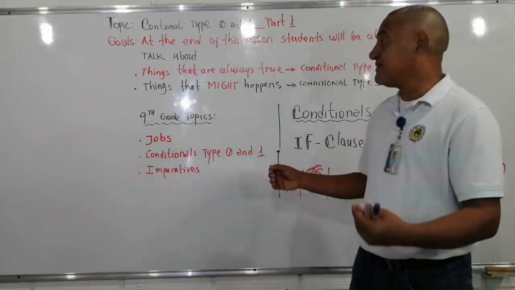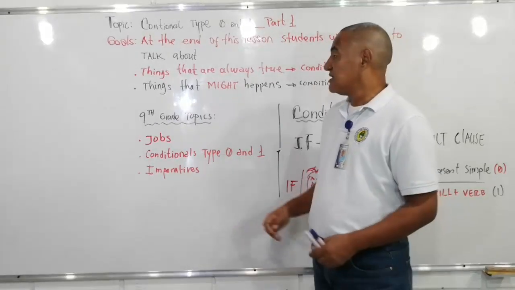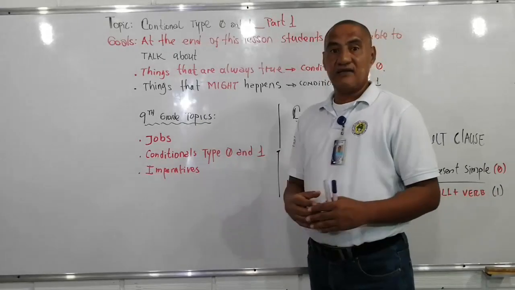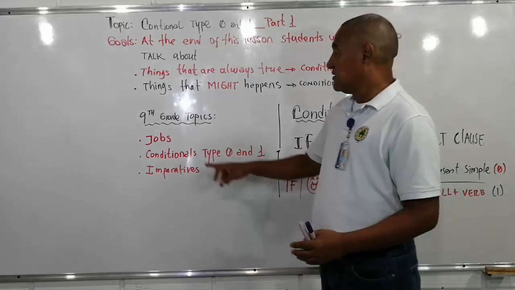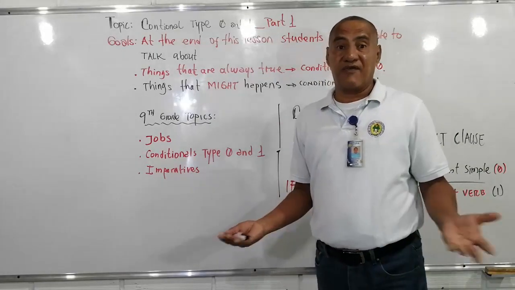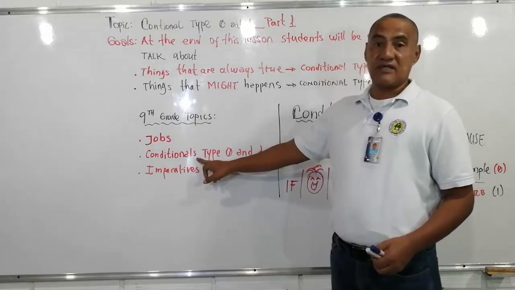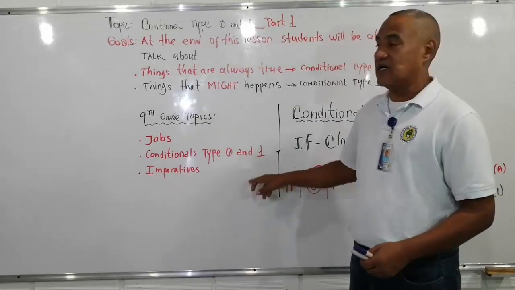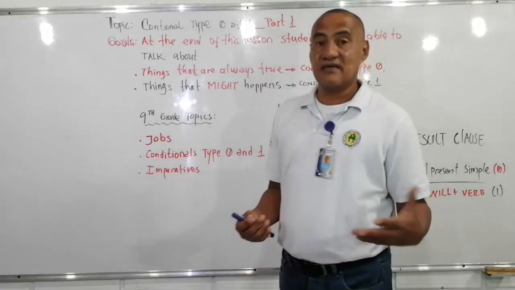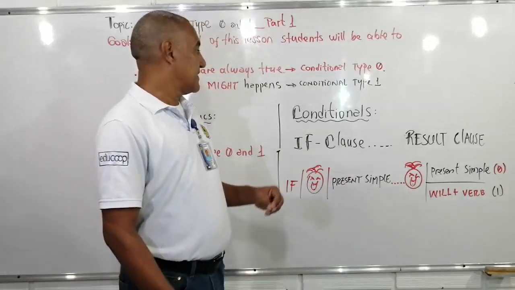Hey, before starting, I just want to list here the topics that are left in this final term. There is a specific vocabulary related with jobs, professions, occupation, which is very easy. Conditionals type 0 and 1, and finally imperative, all right? These are the grammar part that we're going to discuss at this time.